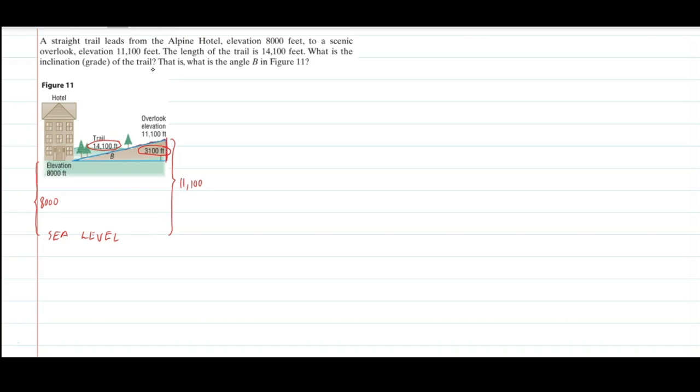So if you think about it, this problem is essentially the same as the previous set that I was doing with you. In fact, it's a little easier because you don't need to solve the triangle. You just need to find certain things about it. So this is 14,100. This is 3,100. And our job is to find the steepness of this trail. And so we're going to go ahead and find what angle B is because they ask for it. All right. And they also ask us for the steepness, so we'll find that as well. All right. So the first thing that we'll do is we'll find the steepness.